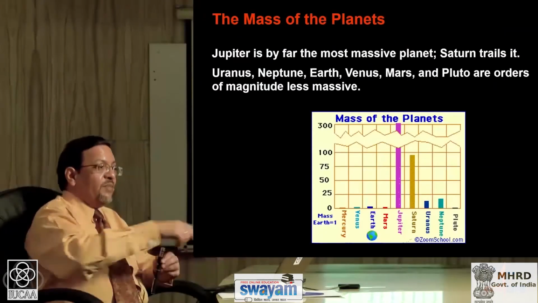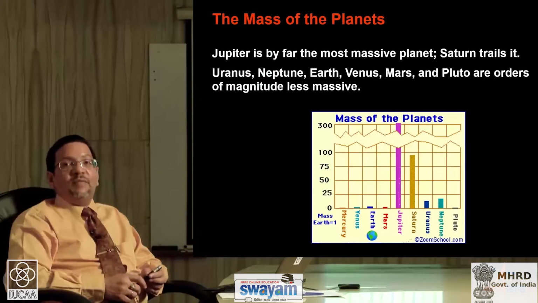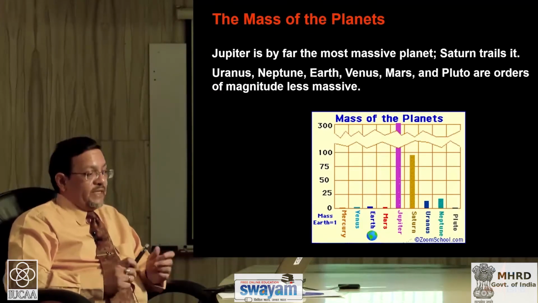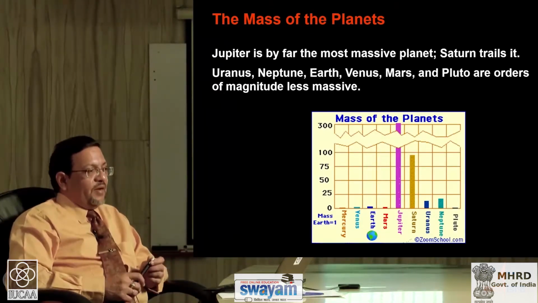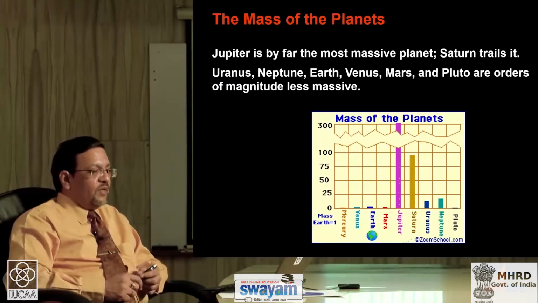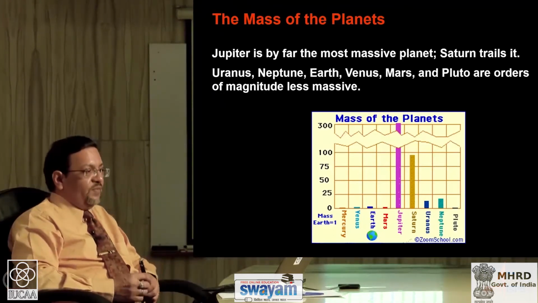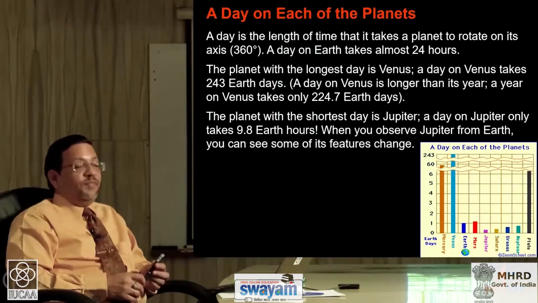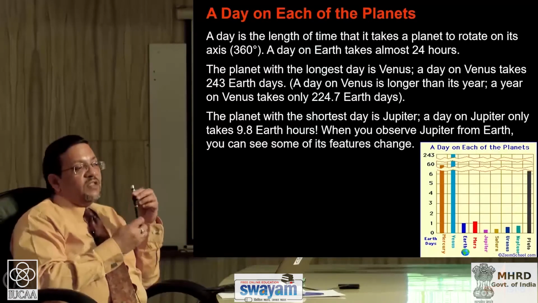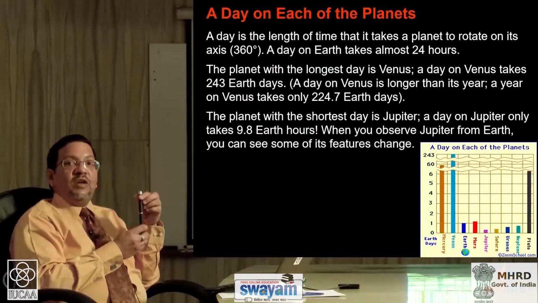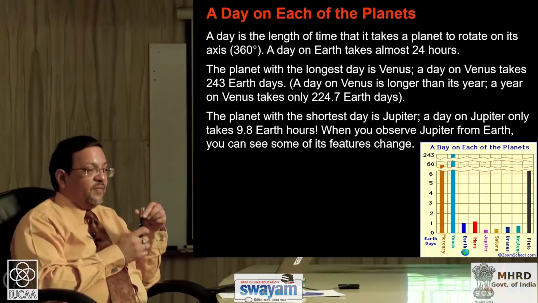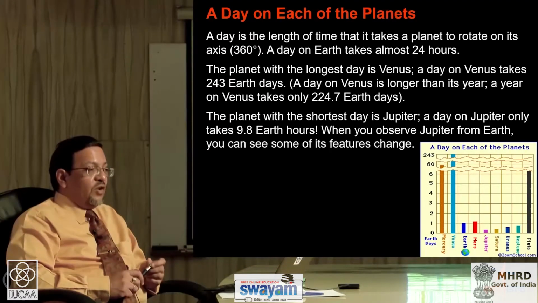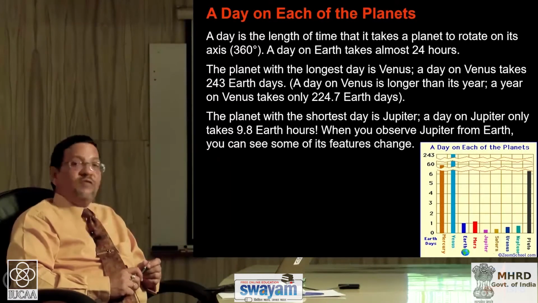Let us look at what happens for the masses. Of course, Jupiter is the biggest planet in the solar system, and hence it is the most massive. The second most massive is Saturn, and then come Uranus and Neptune, and Earth is in the 5th position. But if you compare them in terms of their length of the day, that means how much time it takes to complete one rotation on its axis, you can see that it is not Jupiter, but Venus which is topping.